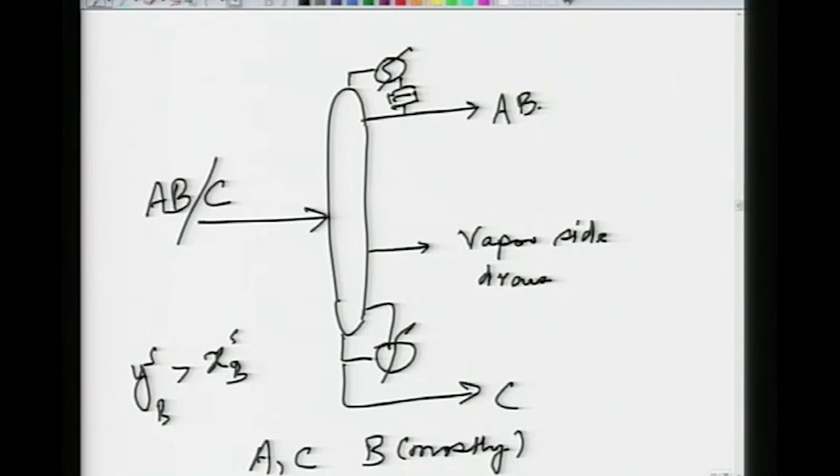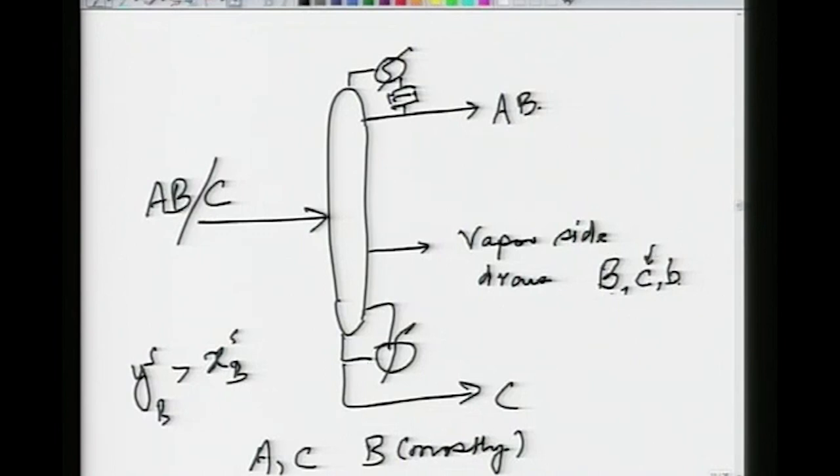What does this vapor side draw? This vapor side draw will have a lot of B, I do not know what will be the principal impurity, that depends on where you locate it, a little bit of C and maybe a little bit of B. Yes, I think C would be the primary impurity here.